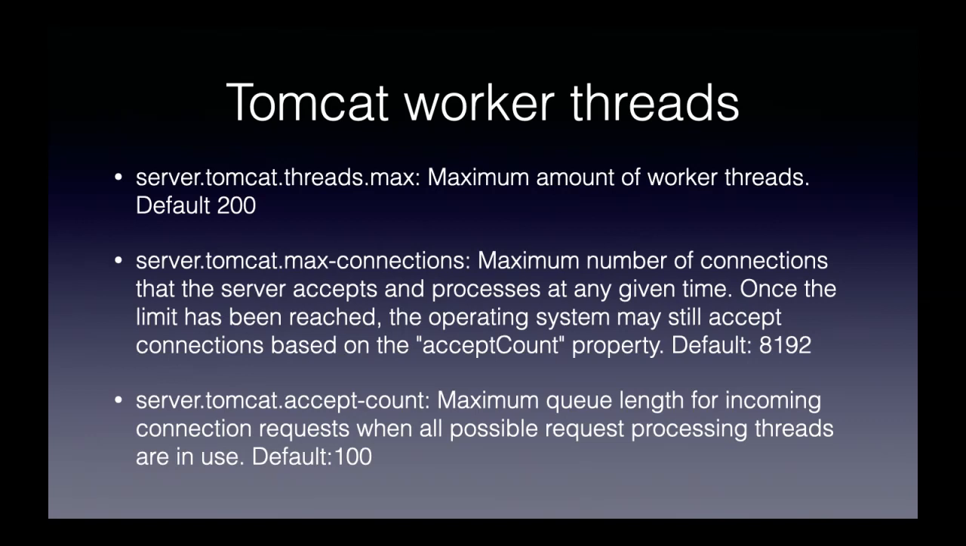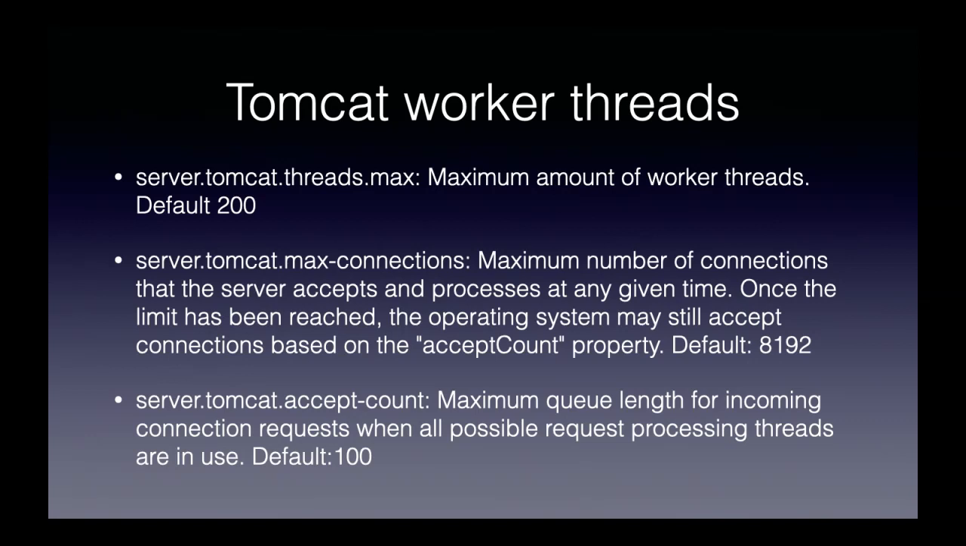The default number of worker threads is 200. What this means is that your Tomcat, at a given time, can perform 200 requests in parallel. That is the maximum number of requests that it can serve in parallel. This is the default number, and you can always change it in your configuration. The next thing is the maximum connections.